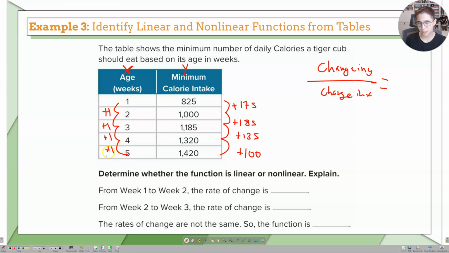The problem is that from week 1 to week 2, the rate of change is 175, right? Because it's 175 divided by 1. But then from 2 to 3, we get 185 over 1. So the rates of change are not the same. So the function is nonlinear.